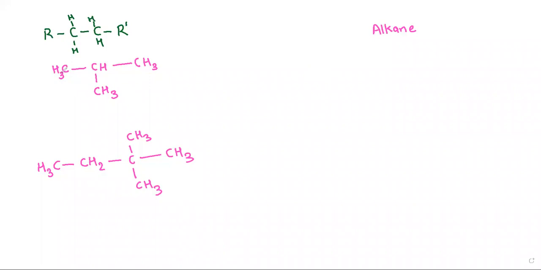Let's see the compound. This is the first example. Now just see how many carbons are there. This is C1, 2 and 3. You have to see the longest carbon chain. So there are a total of 3 carbon atoms in the longest carbon chain, so here the parent name will be prop.